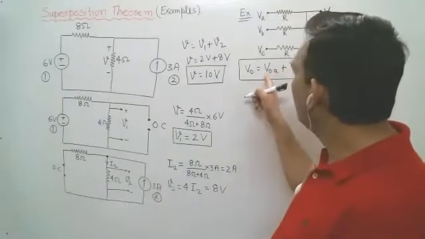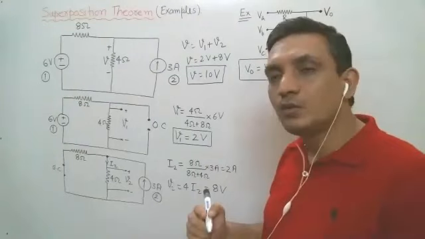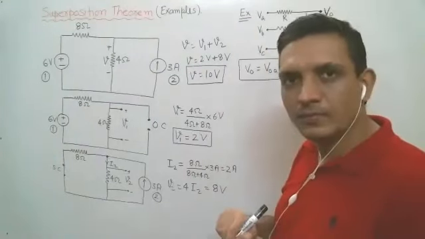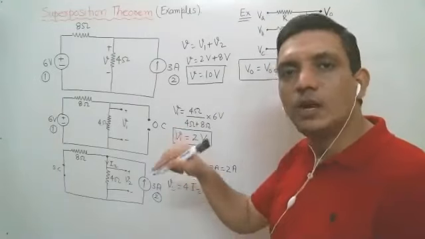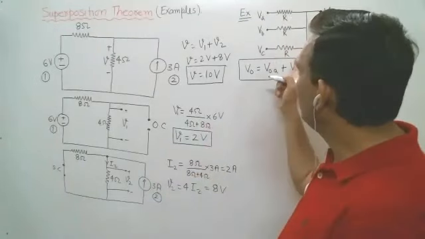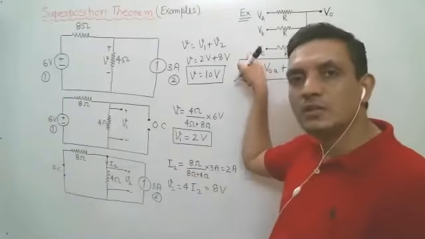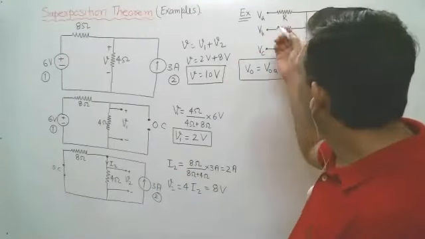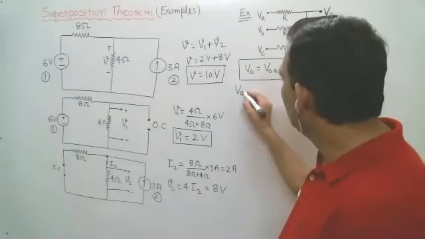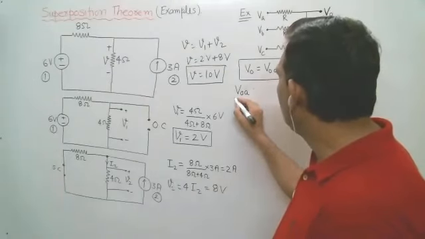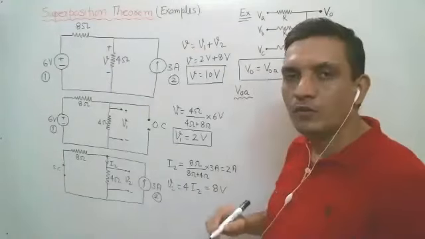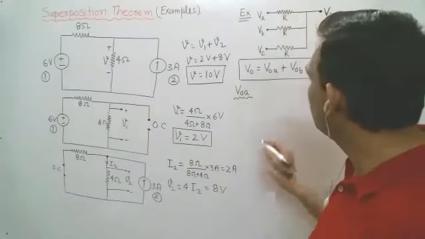What is V0A? Voltage due to source A only, and other sources are turned off. V0B when only source B is present. V0C when only source C is present. So let us first draw the equivalent for V0A. What will be the equivalent for V0A in this case?